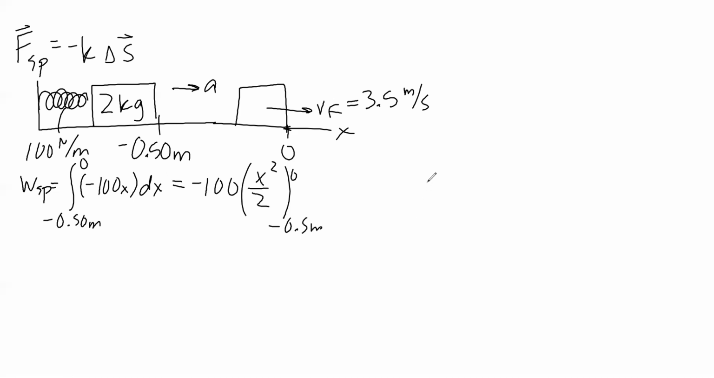And when we do that, we certainly have all the correct signs, because we got minus 100 Newton per meter. And on the inside here, we have 0 squared over 2, which is 0, minus negative 0.50 meters squared over 2. The 2 is not squared. That doesn't look good. Let me fix that. Minus 0.50 meters squared over 2. That is the calculation.